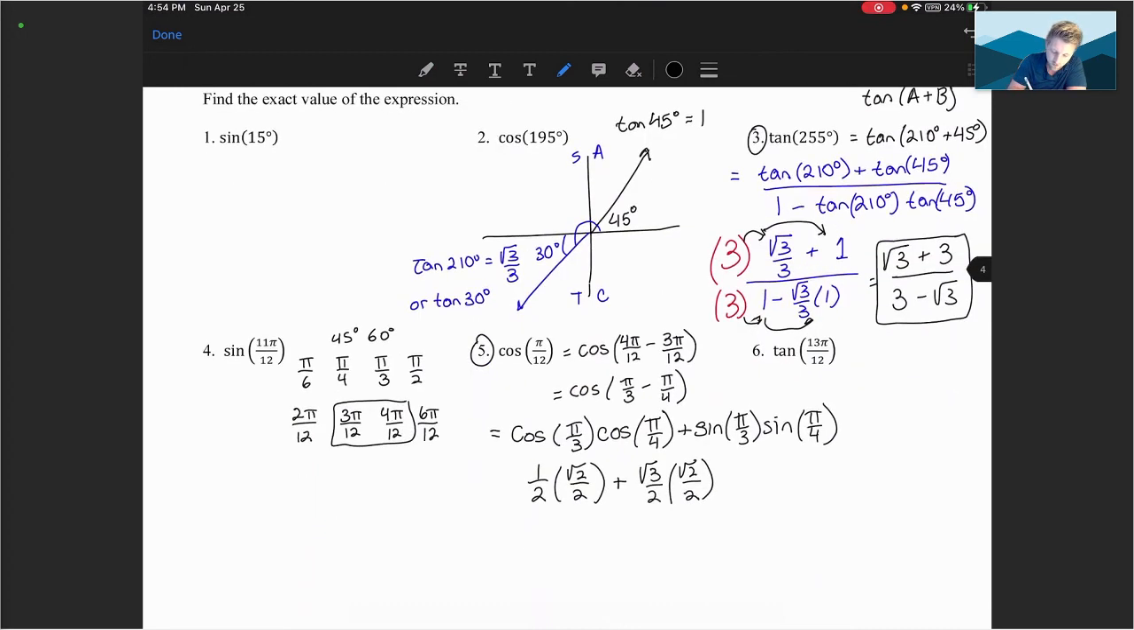So we can finish this up. This will be square root 2 over 4 plus square root 6 over 4, or we can express that in one fraction, square root 2 plus square root 6, all over that common denominator of 4.